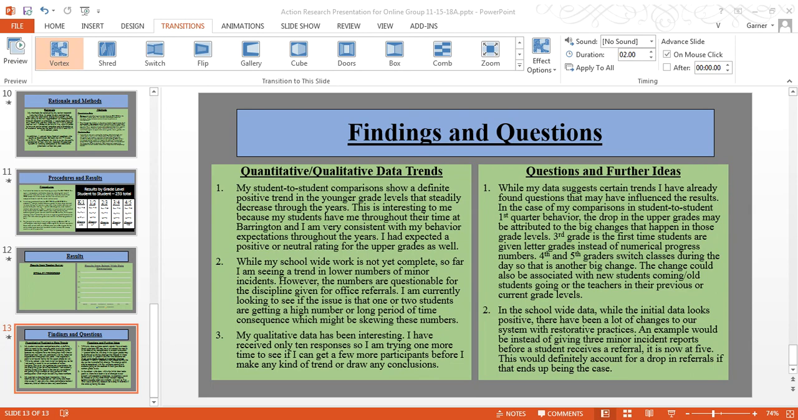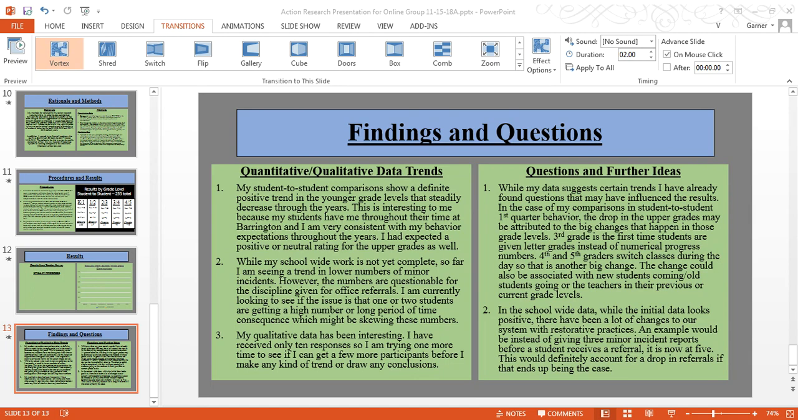While my school-wide work is not quite complete because of that other set of data I talked about, I am seeing a trend in lower number of minor incidents. The office referral numbers are questionable, and so I'm looking to see if there's an issue or if there's something going on, perhaps that one or two students are getting either a high number or a long period of time out of school consequences, which might be skewing it. My qualitative data has been very interesting. Teachers were honest, but I've only received 10 responses, so I'm trying one more time to see if I can get a few more participants before I draw any kind of conclusions.